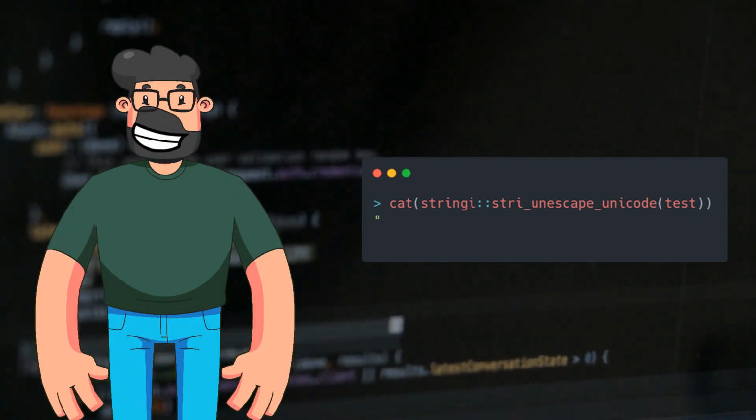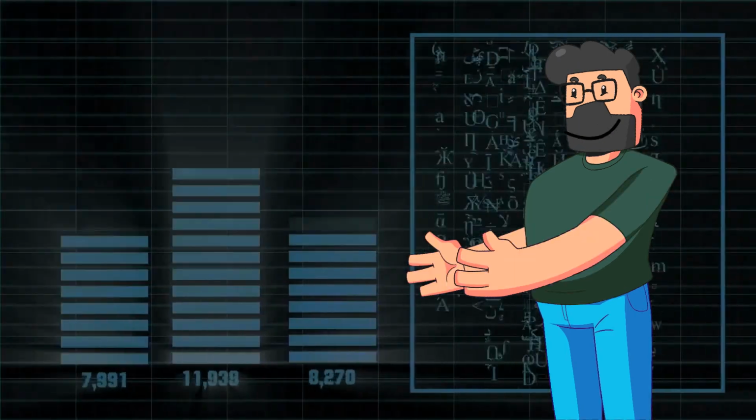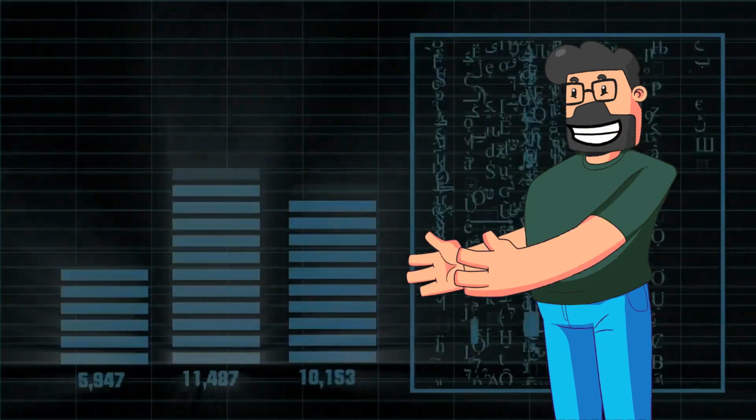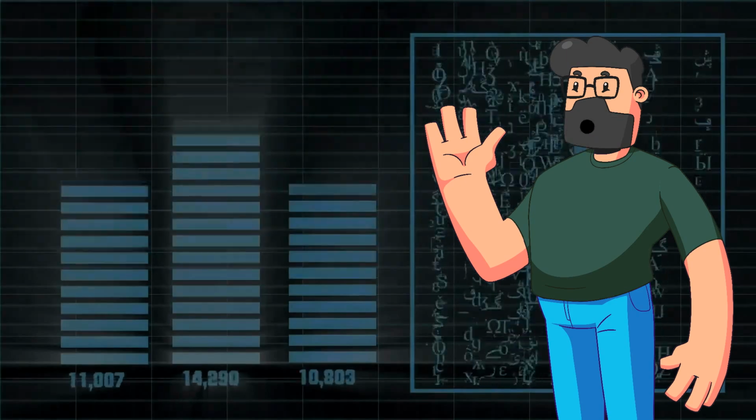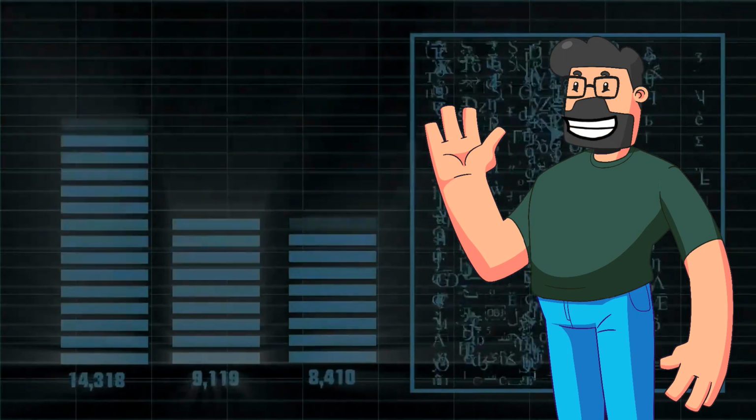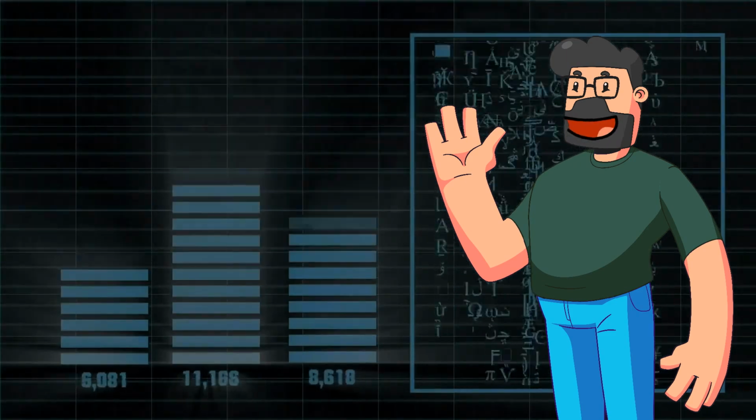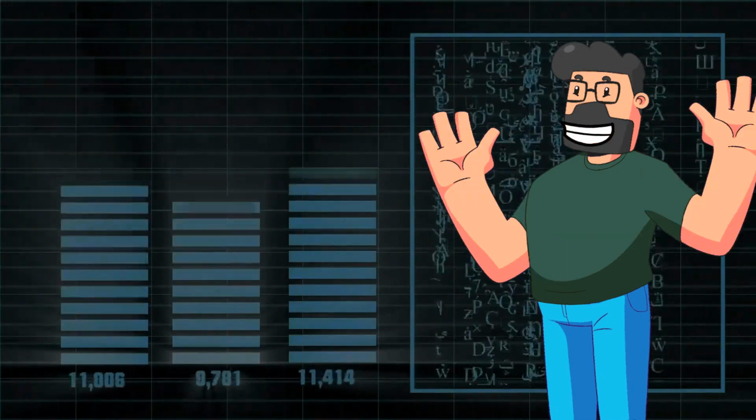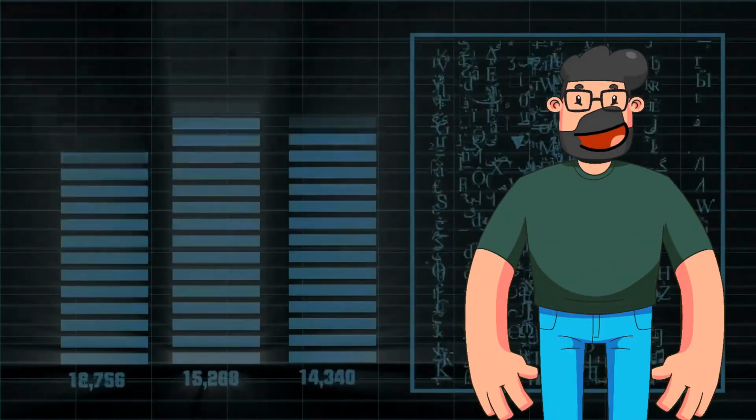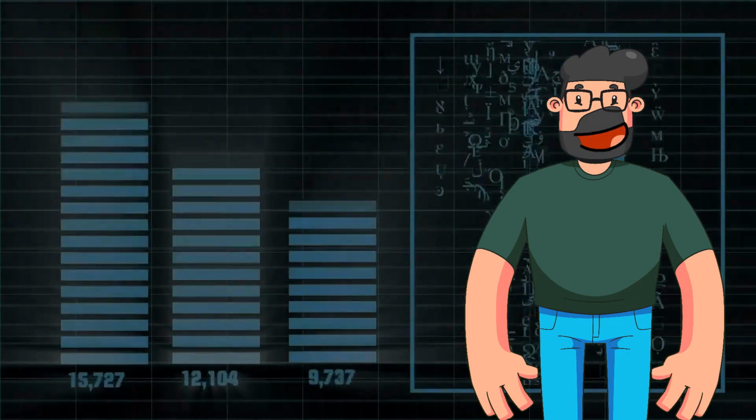How cool is that? In summary, when dealing with problematic escape sequences in your R strings, the stringi stri_unescape_Unicode function is here to save the day. Just apply it to your string, and voila, those unwanted characters disappear, leaving your string clean and tidy.